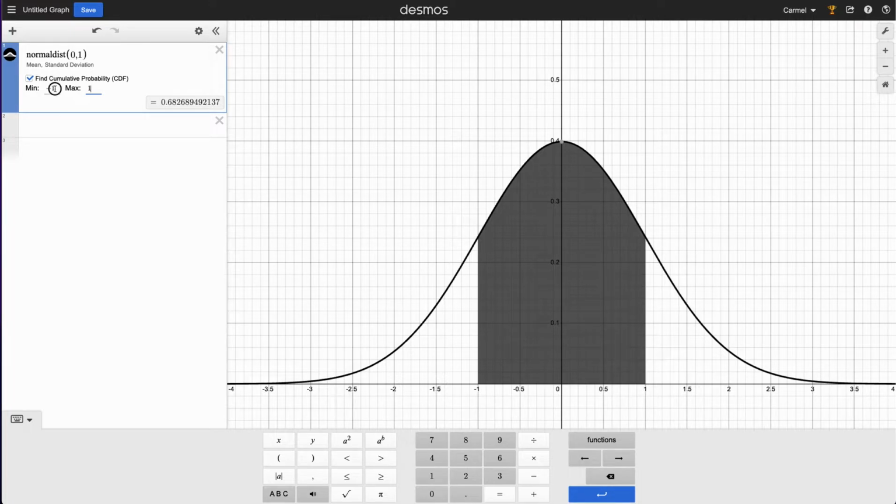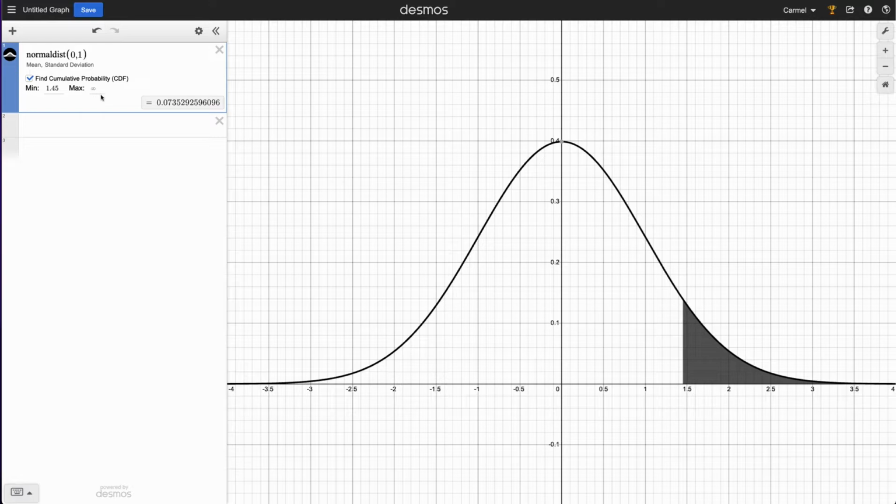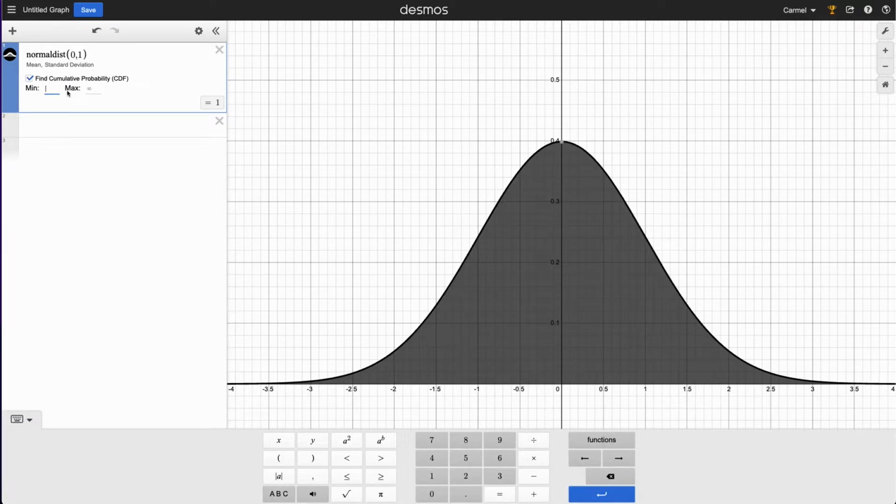If we want the values greater than, let's say, 1.45, and I delete this other one, automatically you're given infinity. So this value here is the probability that a number is greater than 1.45, which is 0.07. If you want the other side, the same thing will happen if you leave it blank and I say 1.45, and that should be 1 minus what we just got, right? So about 93%.